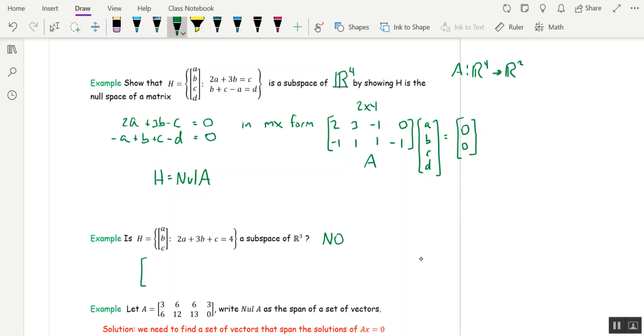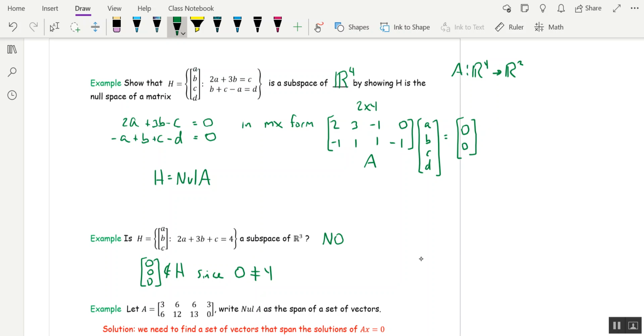And sure enough, 0, 0, 0 is not in H, since if I take 2 times 0 plus 3 times 0 plus 0, I get 0. That's not equal to 4. So the answer is no there.